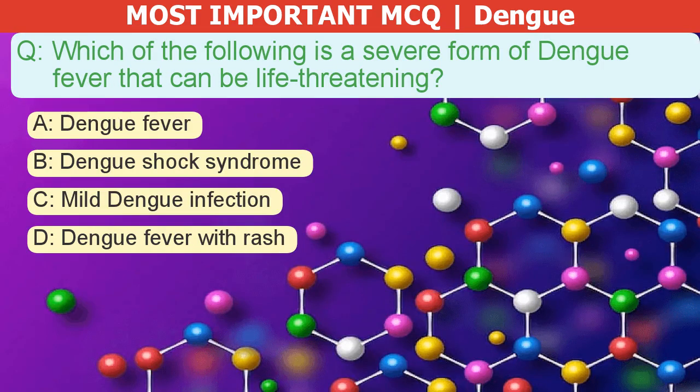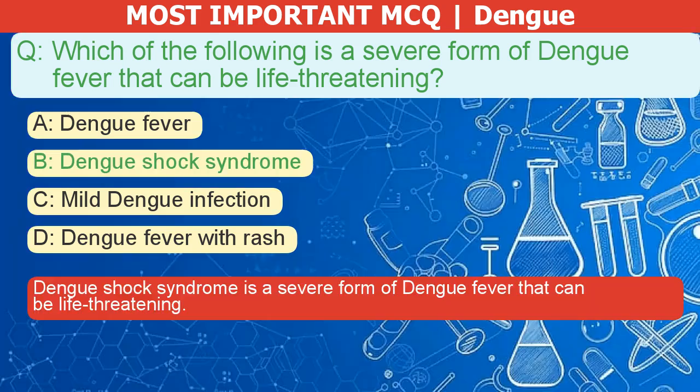Which of the following is a severe form of dengue fever that can be life-threatening? A. Dengue fever. B. Dengue shock syndrome. C. Mild dengue infection. D. Dengue fever with rash. The correct answer is B. Dengue shock syndrome is a severe form of dengue fever that can be life-threatening.